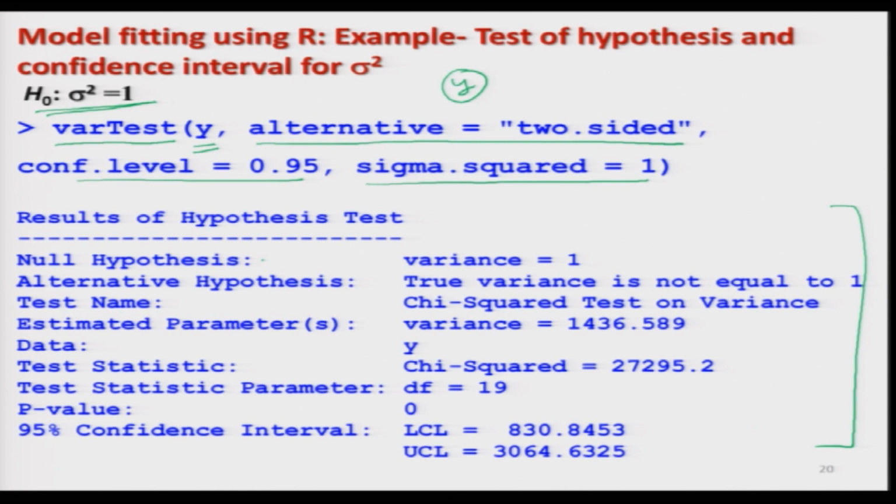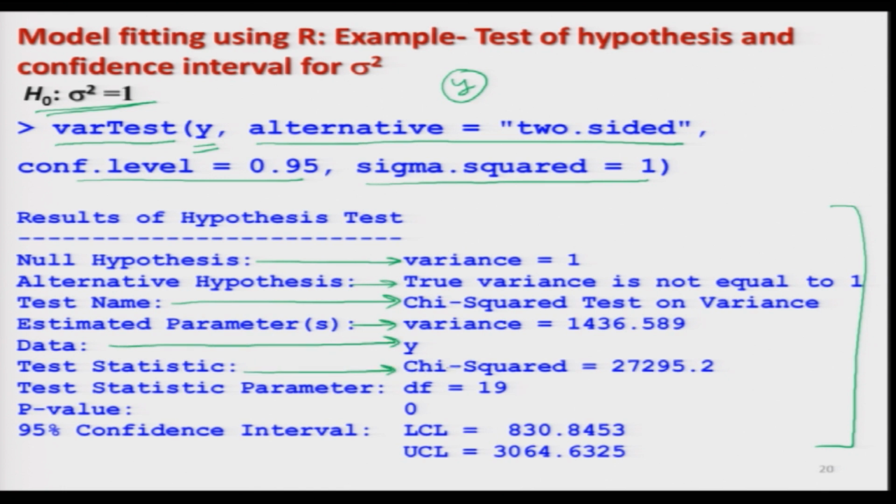The first line gives you the null hypothesis, that means the variance is equal to 1. Then it gives you the alternative hypothesis, which is not equal to 1. Then it gives you the name of the test, this is the chi-square test on variance, because there are different types of chi-square test. And the estimated parameter is the variance, estimated on the basis of the given set of data. Then the data which you have used here is y.